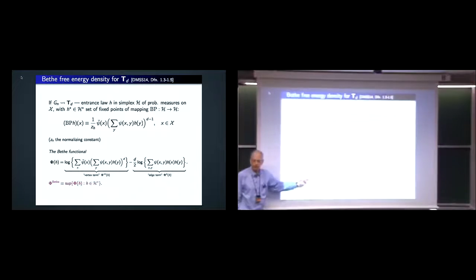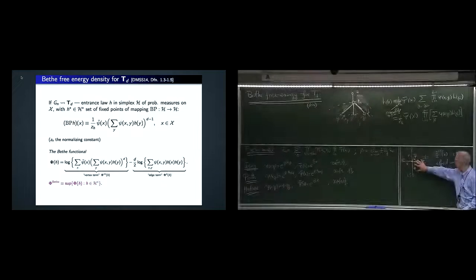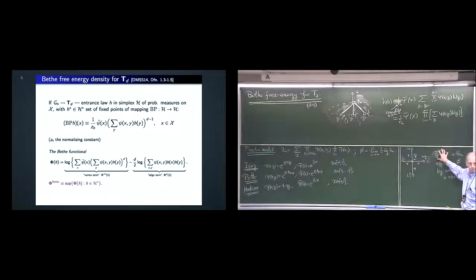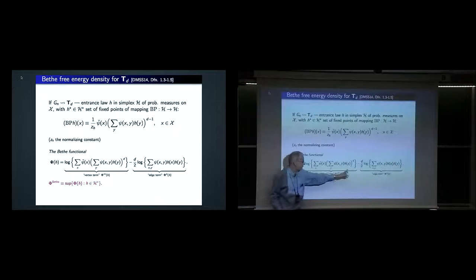Now what would you expect? If you just take n different vertices, what you will find is n times this quantity. And this will be the log of the Z, and normalized by 1 over n, you will get this. So this is clear to explain this stuff.